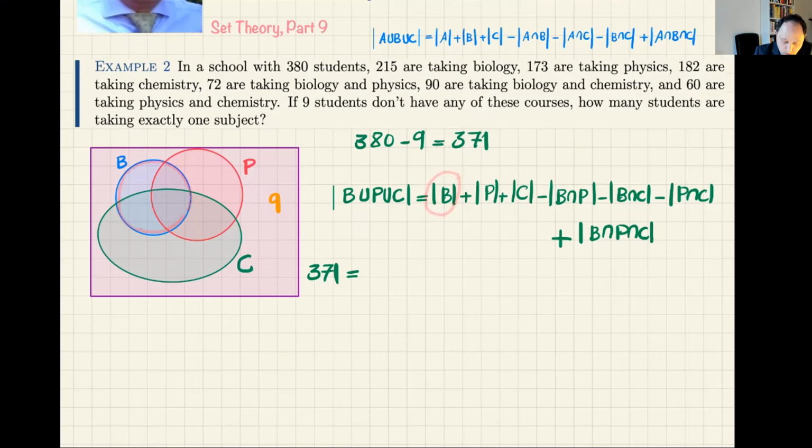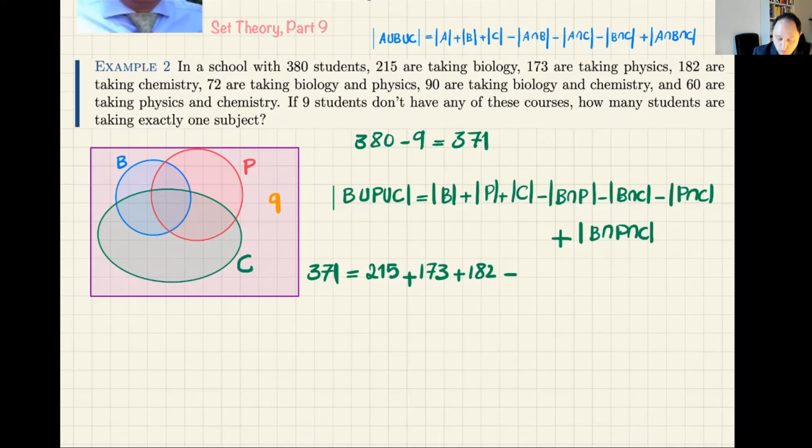On the right-hand side, this tells me how many students are in the biology group. Okay, but when I read this, I read it in this way. You see 215 are taking biology. So it means that the number of students that you see in this blue circle is 215. So I would write 215 plus the number of students in the physics group, 173 are taking physics. So this becomes plus 173. And then how many are taking chemistry? It is 182.